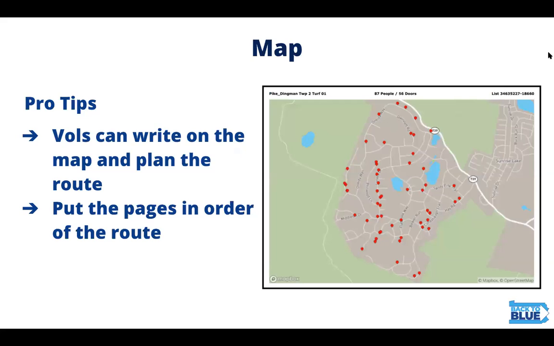Here's how you'll read and mark your packet. First, like I said, every packet has a map, and the red dots show where the homes are. You could feel free to write on the map and plan out your route. And then you can put the pages in that order. The time that you invest, 5 minutes or so, will be worth it when you get out into the field. It'll make you more efficient.